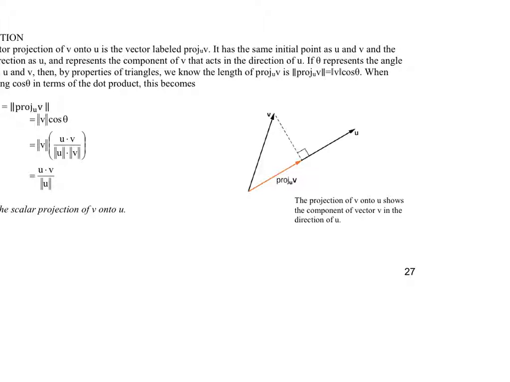All right? So, cool, a lot of words. If theta represents the angle between U and V, then by properties of triangles, then by math, we know that the length of the projection of V upon U is that. When expressing cosine theta in terms of the dot product, this becomes, oh, look at all that wonderful stuff.